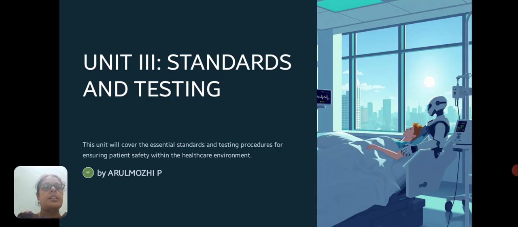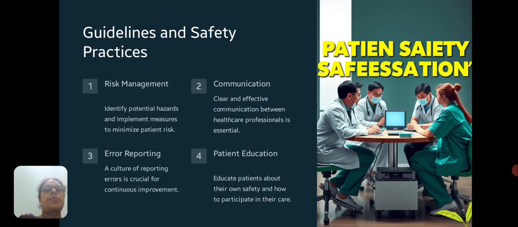Now getting to the subject. The first topic is guidelines and safety practices. In this we need to follow four ways. The first one is risk management, second is communication, third is error reporting, fourth is patient education. Risk management: we need to identify potential hazards and implement measures to minimize patient risk. Second is communication. Here, clear and effective communication between healthcare professionals is very important.